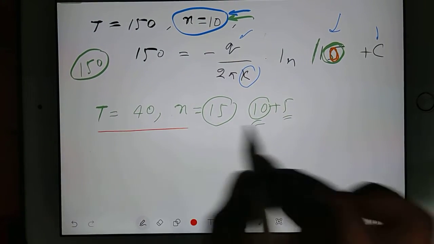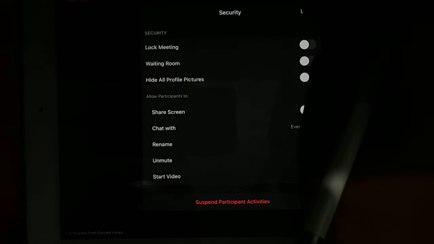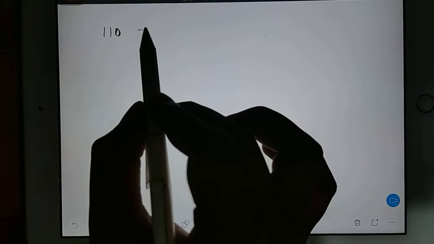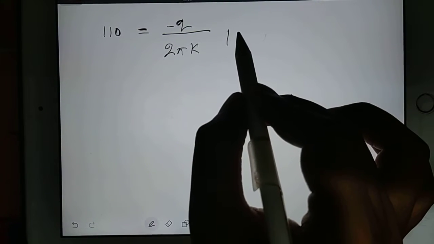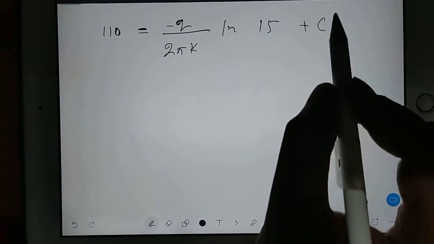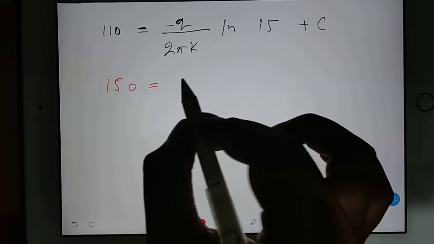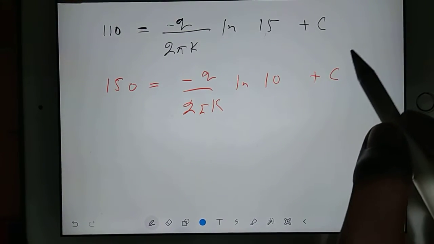Sorry, I mean, now we have to use these two limits. So you will be writing, I'm substituting the value: minus q by 2 pi k ln of 15 plus constant, and the previous was 150 is equal to minus q by 2 pi k ln of 10 plus c.